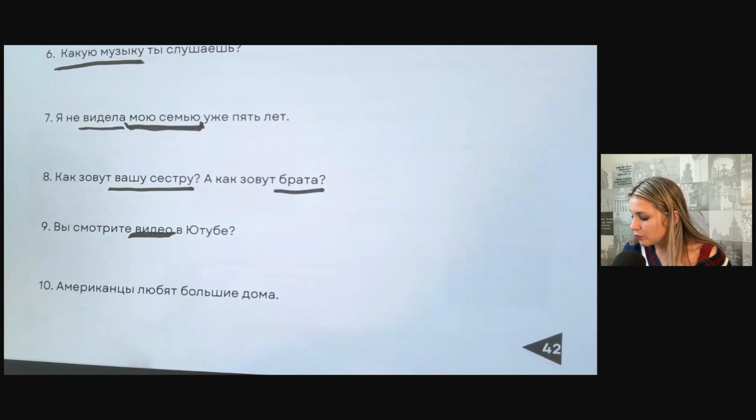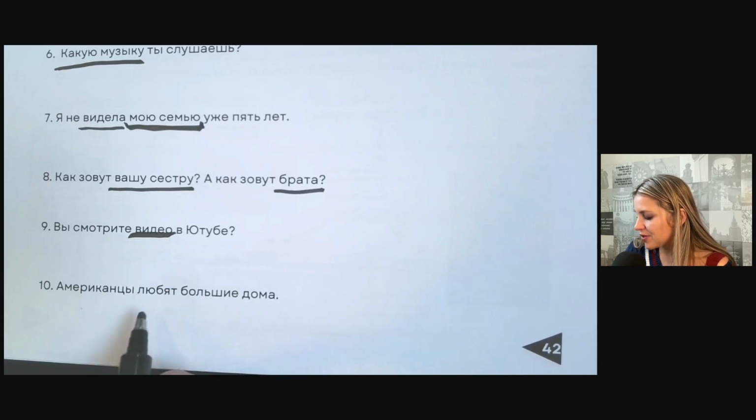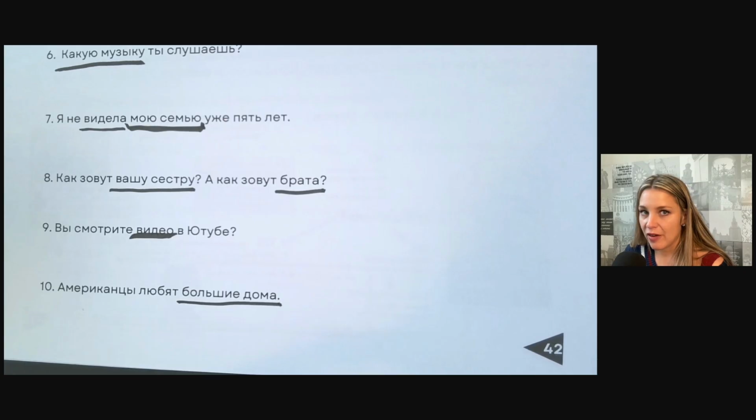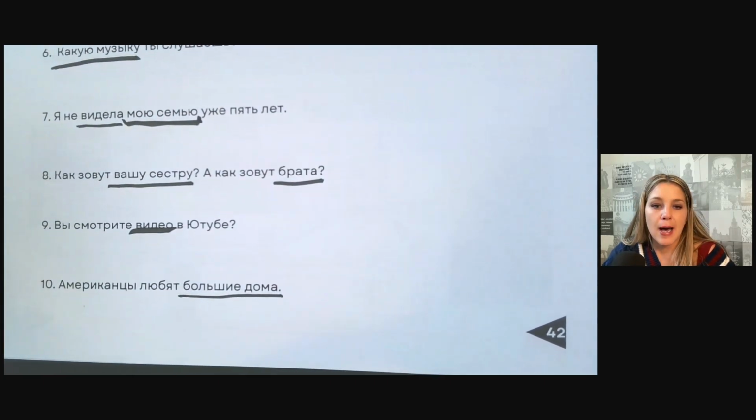Okay? So, where is our direct object? Do big houses love Americans, or do Americans love the big houses? Oh, the Americans love big houses. What are they doing to the big houses? They are loving them. They are building them. They are buying them. They are worshiping them even. So there you go. So that's how direct object works.